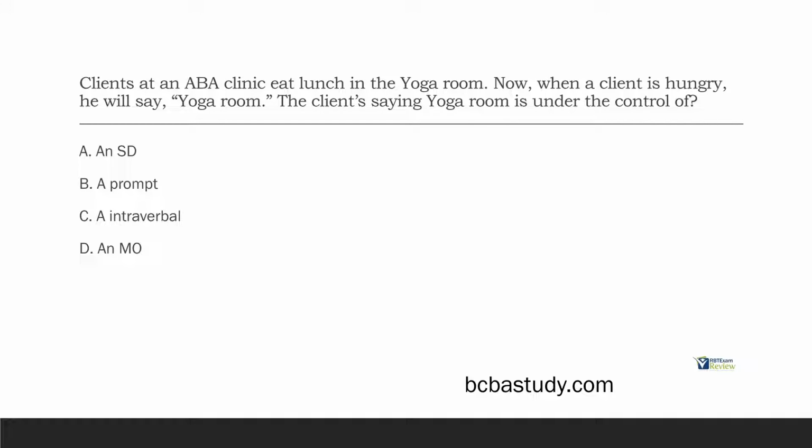Is it a prompt? It is not a prompt. Remember, we're manding. Is this an intraverbal? It's not. Nobody asked the client, where do you want to go? Nobody asked the client if they were hungry. The client simply said yoga room. So that's under the control of an MO. Remember, a mand is evoked by a motivating operation, not a verbal SD. This is why we need our verbal operants, and we need to understand them fully: what evokes them, what reinforces them. Okay, so the client saying yoga room, the client is hungry. The client saying yoga room is under the control of the motivating operation of hunger.